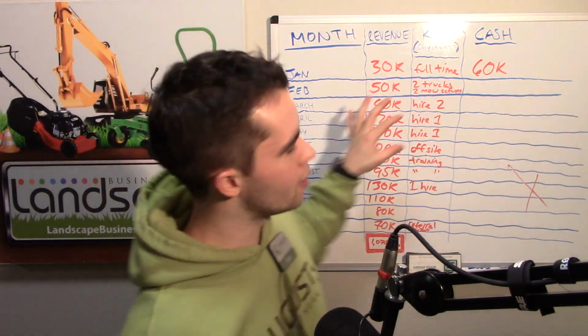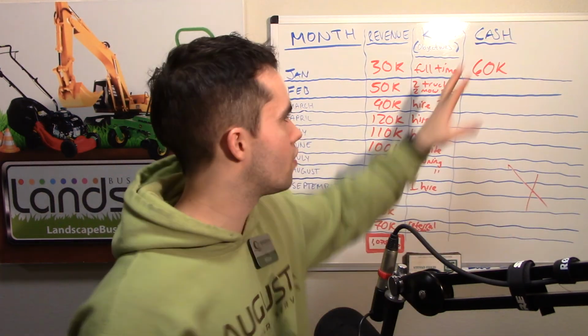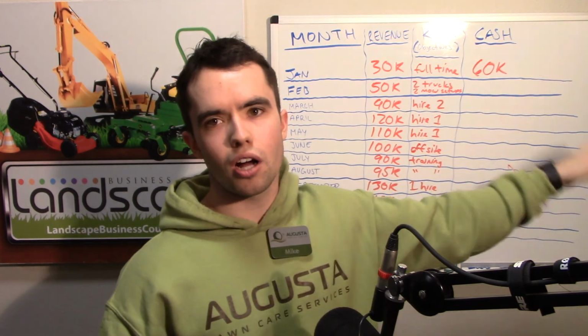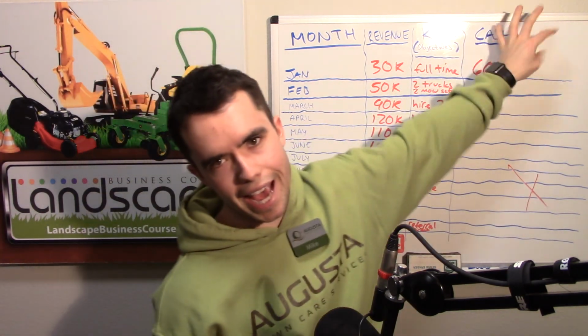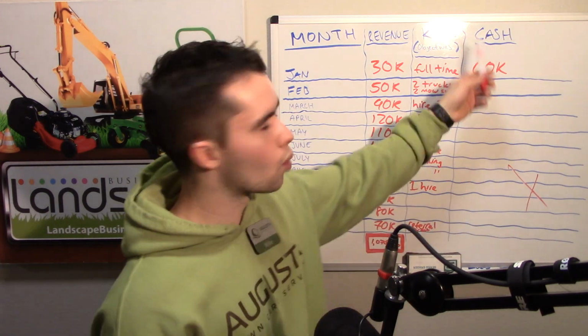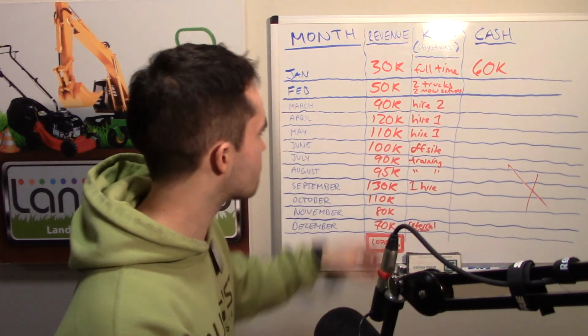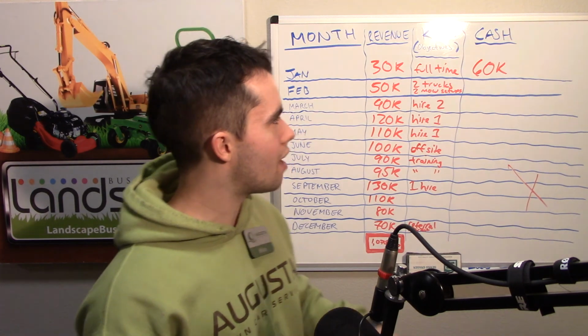And so in my detailed analysis that I do, I even go further as far as breaking out expense columns and chart of accounts and things like that. But here we're just looking at cash in the bank, cash working capital for the company. So $60,000 when we're starting off.